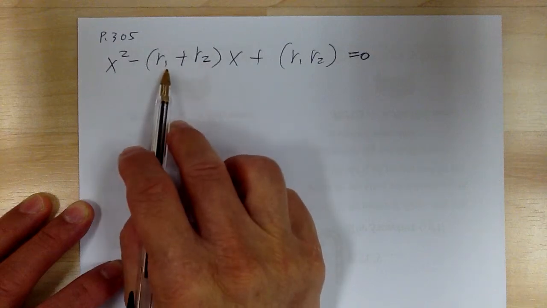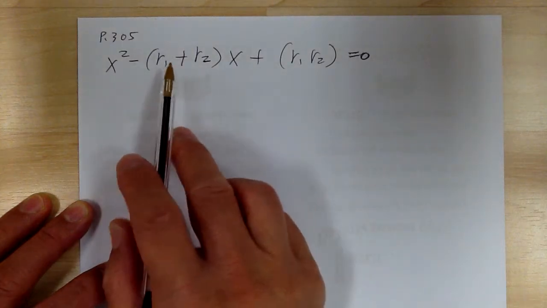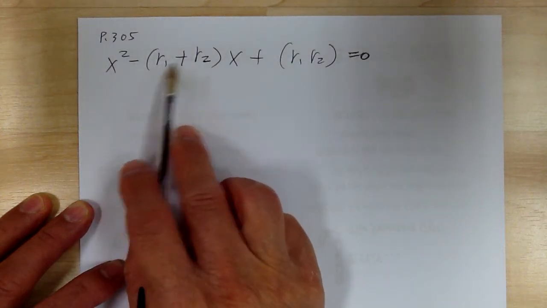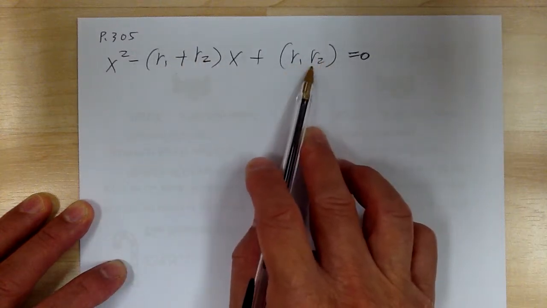r1, r2 are your roots, or the answers. So when you solve the equation, the answers you get, those are roots. So basically it means the two answers, right? When you add them, it will give you this coefficient. When you multiply the two answers, you will get this coefficient.